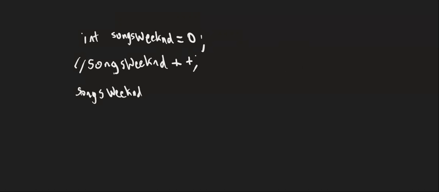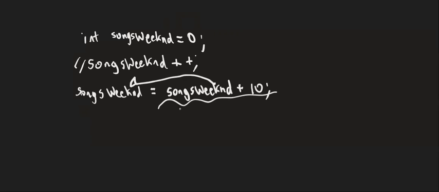Now, I think we talked about this in some previous videos, but what you can do is songsWeekend equals songsWeekend plus 10. It's not like math, where 0 is not equal to 0 plus 10. That's not the case. What we're doing is using an assignment operator, not an equal sign in the traditional sense. So songsWeekend plus 10, which is going to become 10, is going to be stored in songsWeekend. So it's going to update the variable.